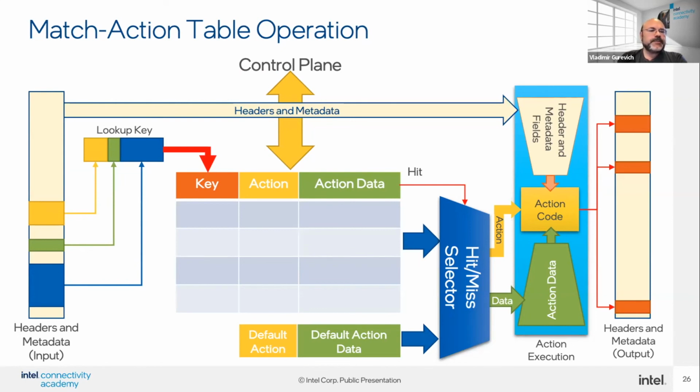Of course, we have other components. For example, if we want to do LPM, longest prefix match, or ternary match, we use TCAMs, something that is not commonly available in CPUs, and so on and so forth.